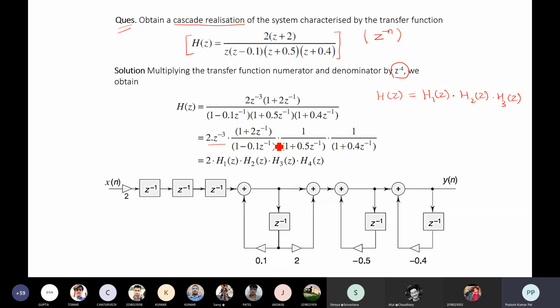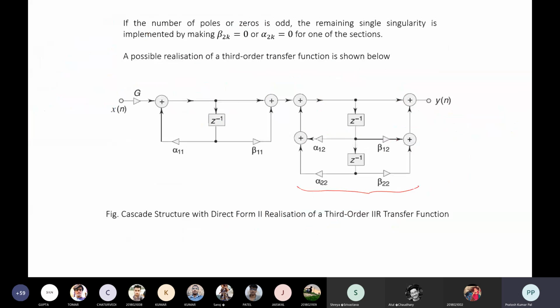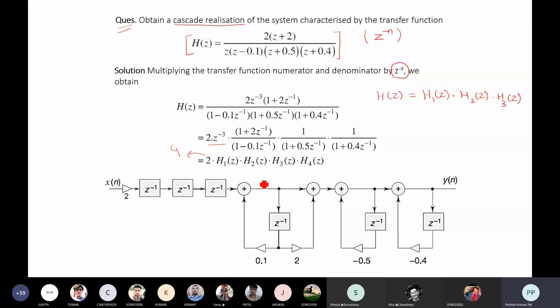All other terms are separated like this: 2 is a constant, like a gain, that was g in the generalized structure in the previous slide. So this g is the gain; 2 is a constant, that is the gain. And the first term is represented as one transfer function, H1(z), represented by z to the power minus 3. Similarly, H2 is represented by this transfer function.